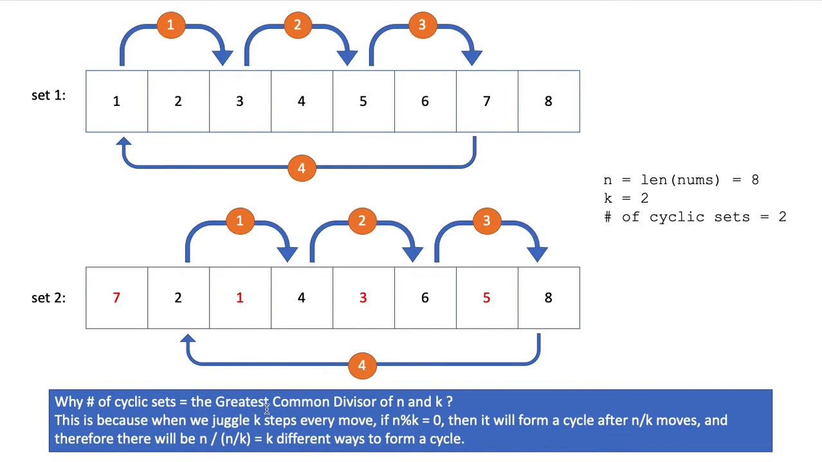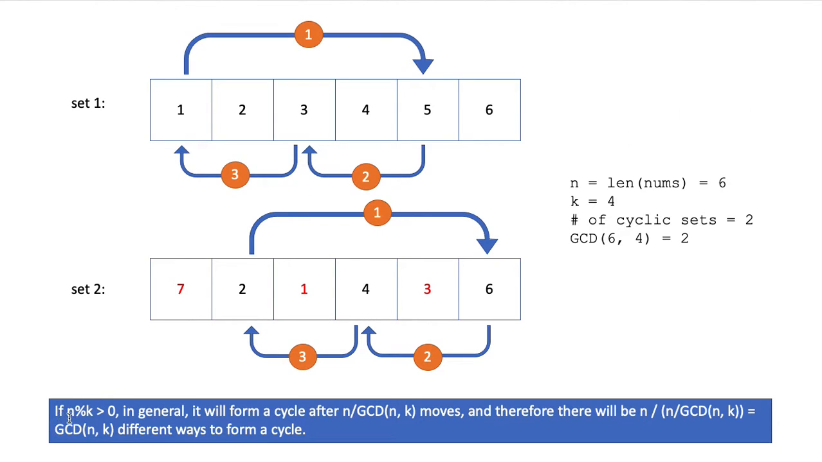When we juggle k steps and move, if n can be fully divided by k, then it will form a cycle after n divided by k moves. And therefore, there will be k different ways to form a cycle. If there is a non-zero remainder from n divided by k, then in general it will form a cycle after n divided by the greatest common divisor of n and k moves. Therefore, there will be GCD different ways to form a cycle.